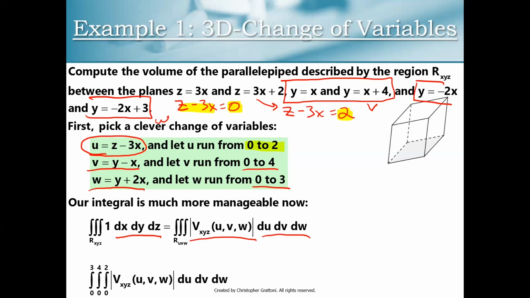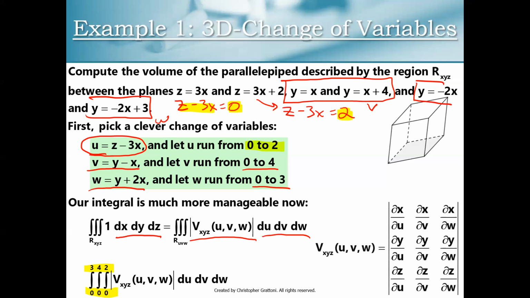But the trade-off here, the thing that makes this all worth it, is look at these limits of integration. They're awesome. These limits of integration now, they're constants. Looks like we're integrating over, in 2D, a rectangle. In 3-dimensional space, it's integrating over a rectangular prism. So that's going to be great.